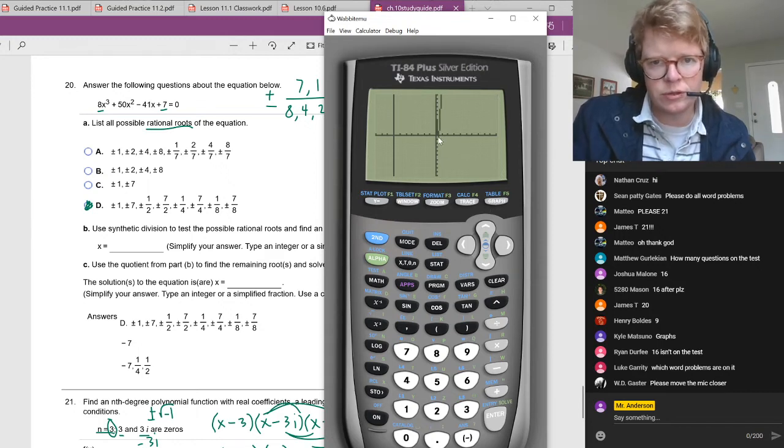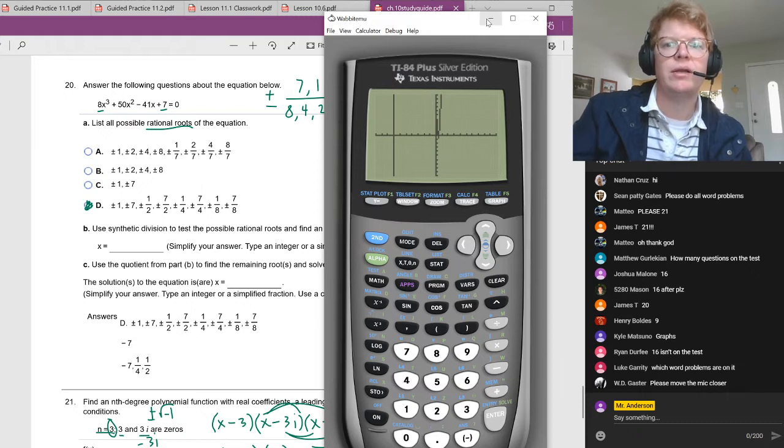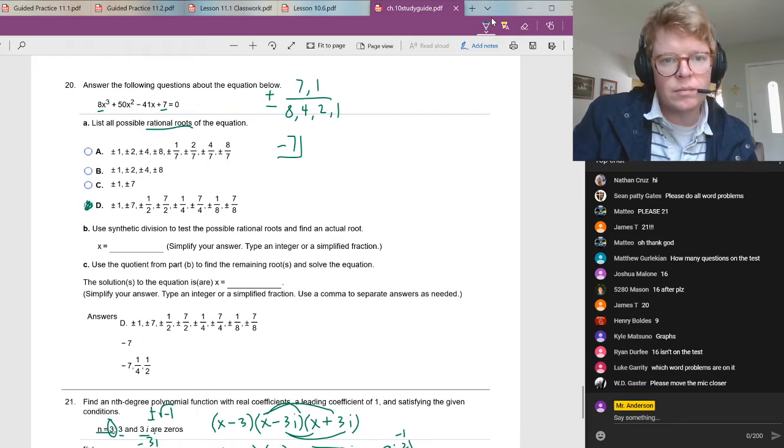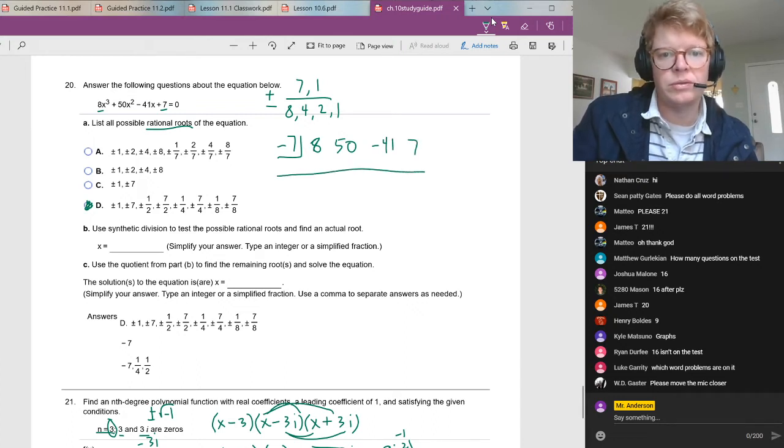Well, okay, those are in between 1, so those aren't going to work, but this one crosses at 1, 2, 3, 4, 5, 6, 7. So I can use -7 to do synthetic division to find the rest of them. So I'm going to do 8, 50, -41, and 7. And we'll do synthetic division.